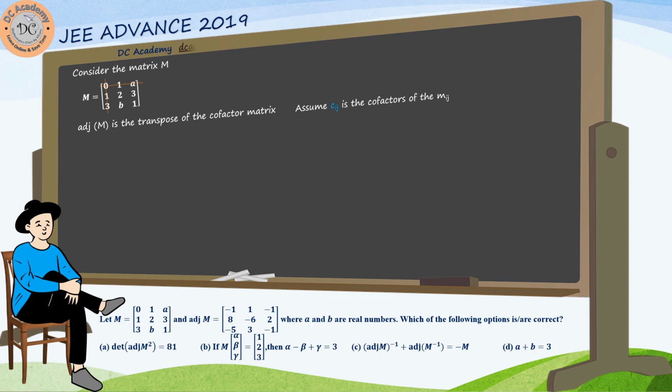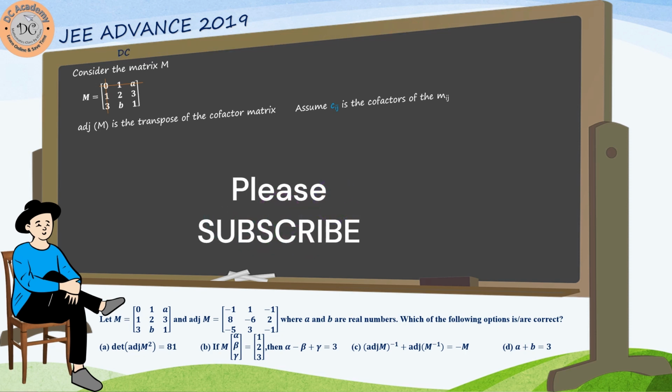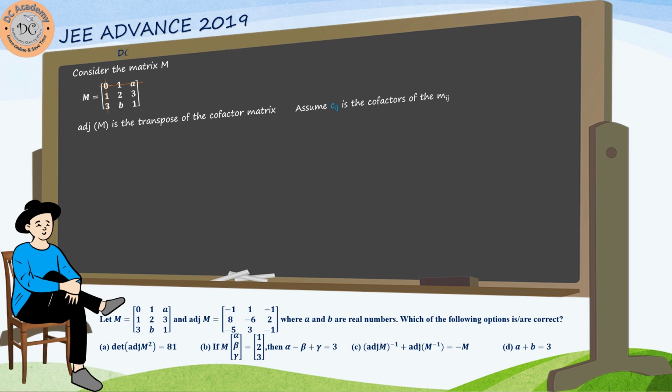To calculate C11, we have to eliminate the first row and first column, and the remaining 2 by 2 matrix, 2, 3, B, 1, will be the minor of that element, the minor of the element M11. Now we need to find the cofactor. So we multiply the minor by minus 1 to the power i plus j. Here i is 1, j is 1. So if I calculate, we get 2 minus 3b.